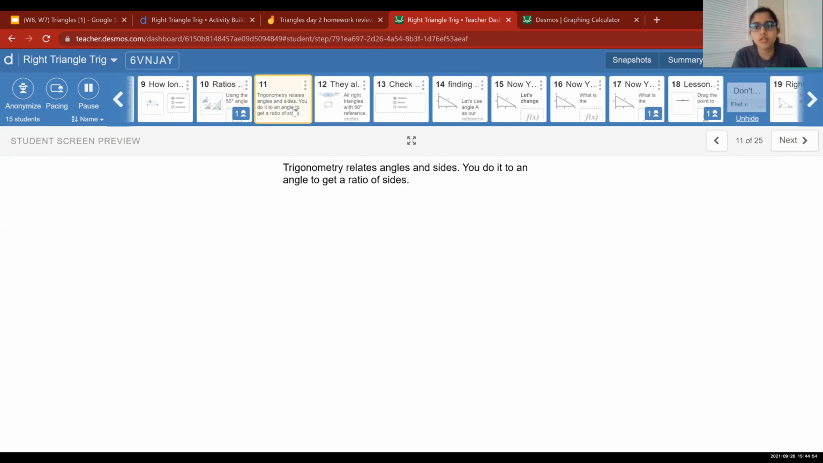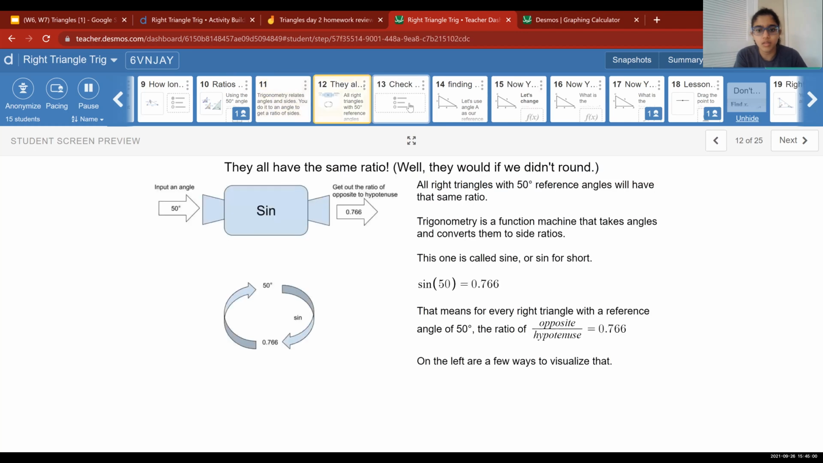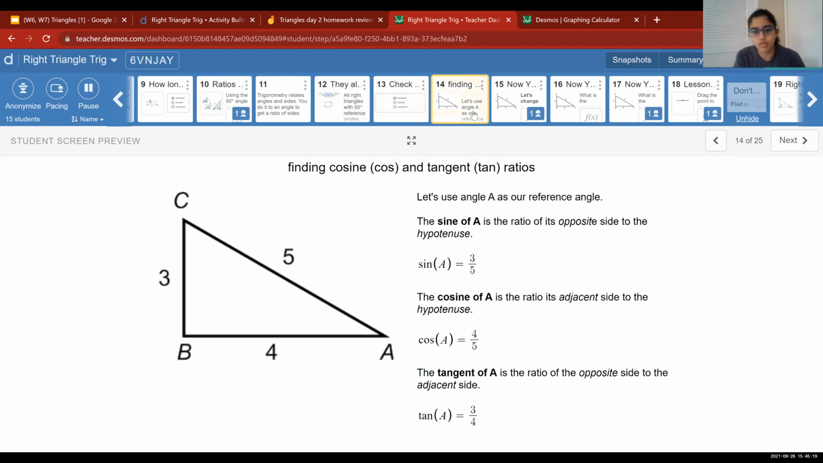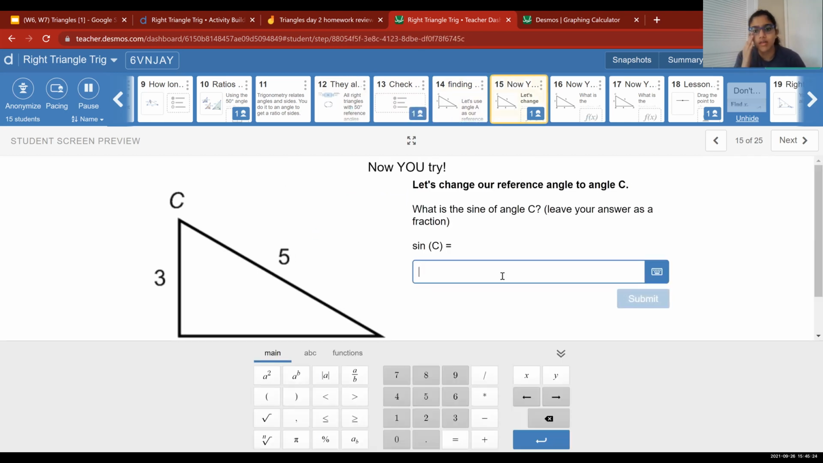Okay, so I'm just going to explain the first few problems because you guys seem to be done with those. This just shows what sine is, right? Sine is an operation that we do to an angle to get the ratio of opposite to hypotenuse. We can also use it to get the reference angle if we do the reversing. Okay, so now you try.